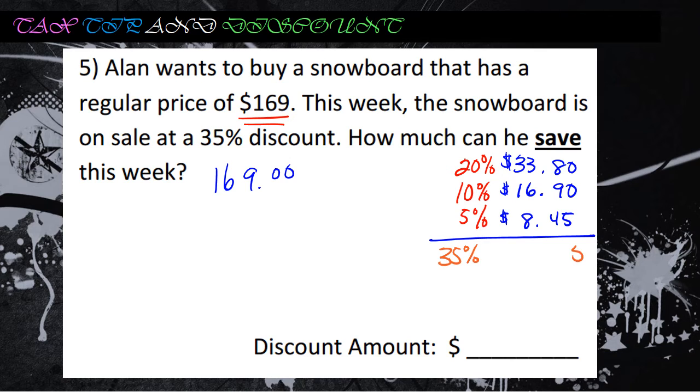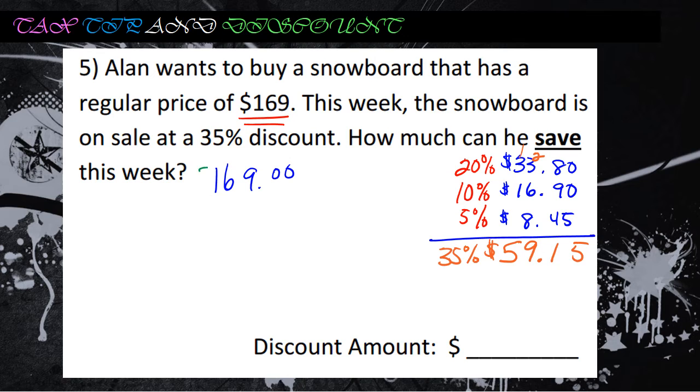In doing this, you're obviously just adding up all the different place values. 8 plus 9 is 17, plus 4 is 21, carry 2. 2 plus 3 is 5, plus 6 is 11, plus 8 is 19, carry a 1, and we're left with a 35% discount, which gives us $59.15 off this snowboard. But we're not done yet.